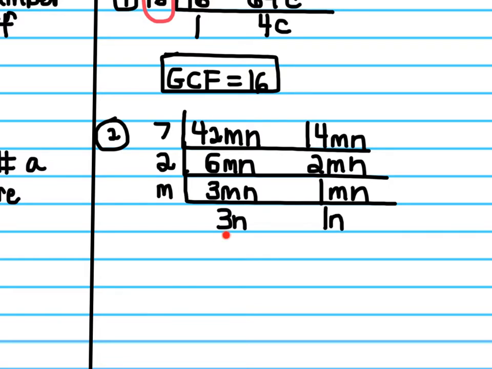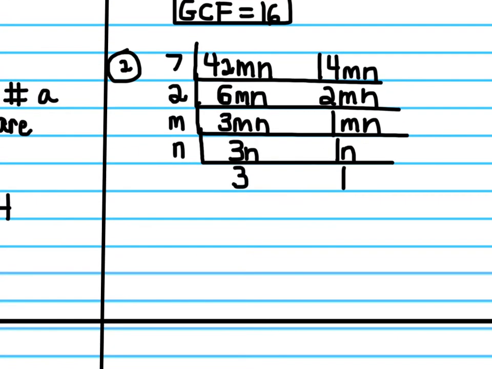And now we look at our last two numbers. We have 3n and 1n, and I can still divide out a number. I can divide out an n. So I'm going to draw my last division bar here, put an n on the outside. And so when I divide out an n, I'm going to get a 3, and then I'm also going to get a 1 here. And now I'm left with just 3 and 1, so I'm done.